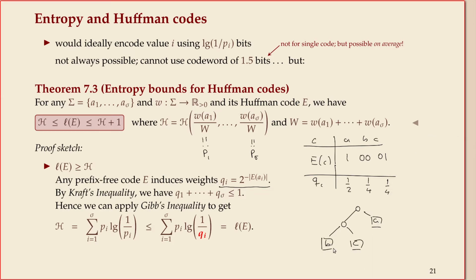What Kraft's inequality says is, suppose each node splits probability in 1/2 to each side, then I can always project this onto the unit interval. And then every node splits this interval in half. And a leaf covers all the range that is at this point. So this one covers the entire range.